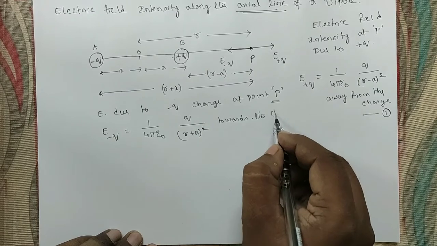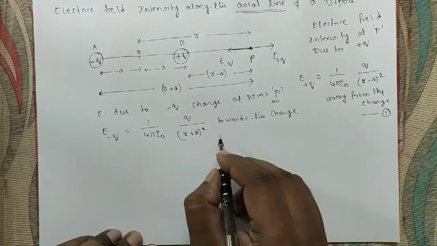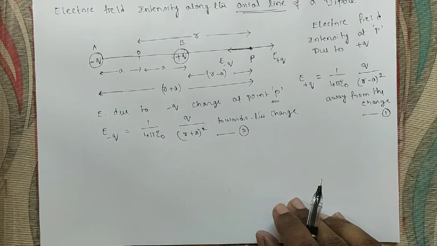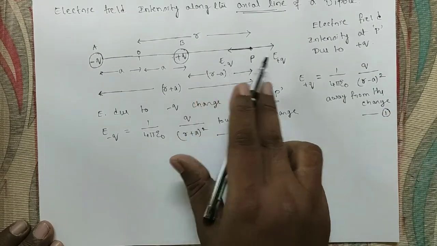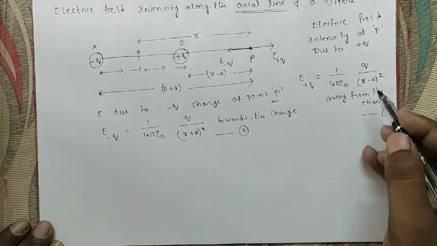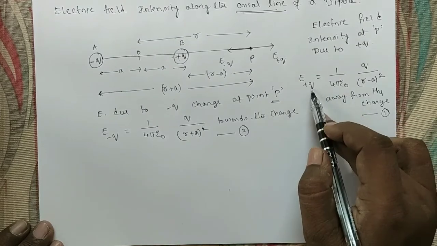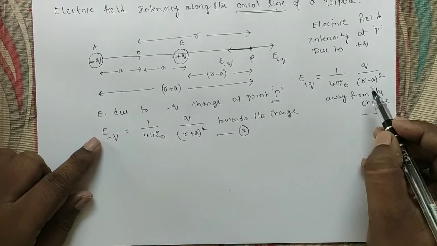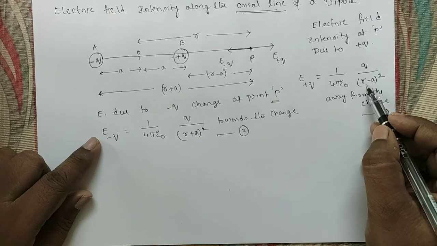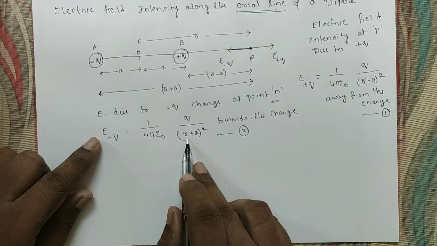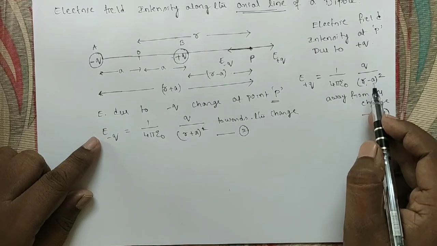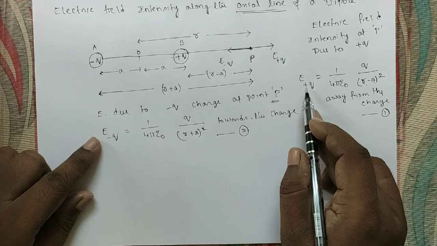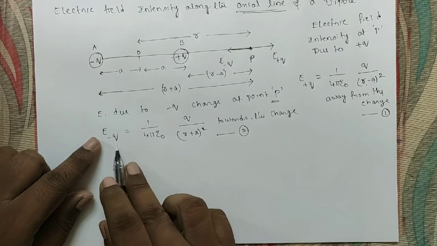Towards the charge direction. And this is equation 2. You observe these, they are opposite in direction. Here the magnitude of E plus Q is more than the magnitude of E minus Q. Why? Here in the denominator R minus A is there, and here the denominator R plus A is there, which means here the denominator quantity is smaller in magnitude. So E plus Q is more than E minus Q.